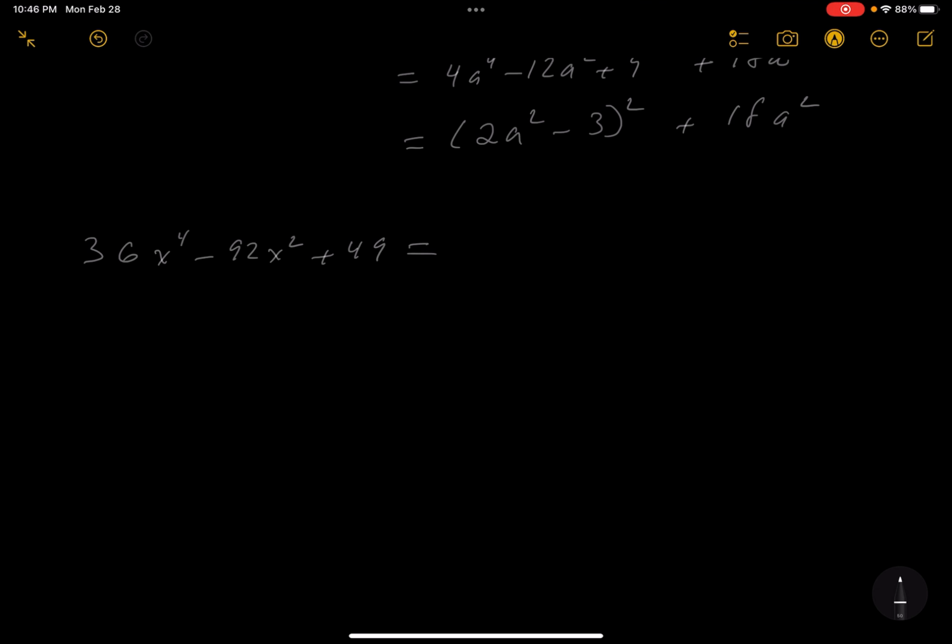And I think you know what I'm going to do. I've done it in the past, but the numbers are getting more complicated. This is 36x^4, and then I see the plus 49. So, 36 and 49 are perfect squares. I would get 6, and I get a 7, and I get a 2 for that middle term.